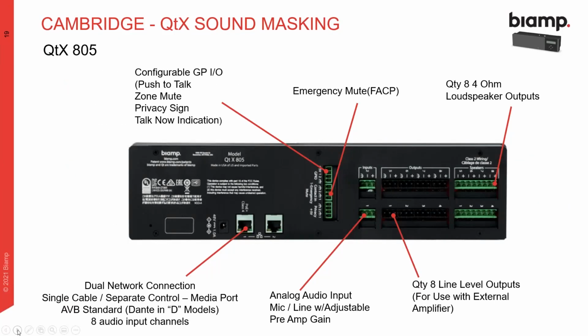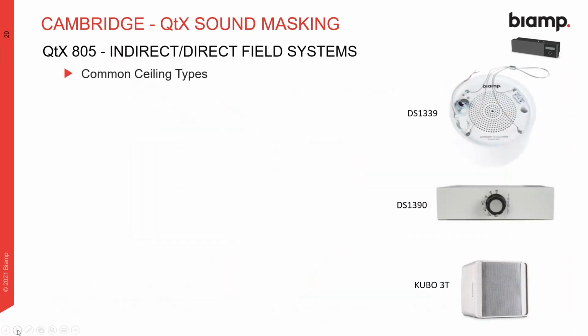On the back of the unit, as I said, everything on the left is the same, with the configurable GPIO, the fire alarm controls, the network, and the audio inputs. On the right of this device, you will see there are 8 4-ohm loudspeaker outputs for direct connectivity to a 4-ohm or 8-ohm loudspeaker. And in the more centralized area are the 8 line level outputs that can be used to feed amplifiers to do a standard simple 70-volt sound masking system.